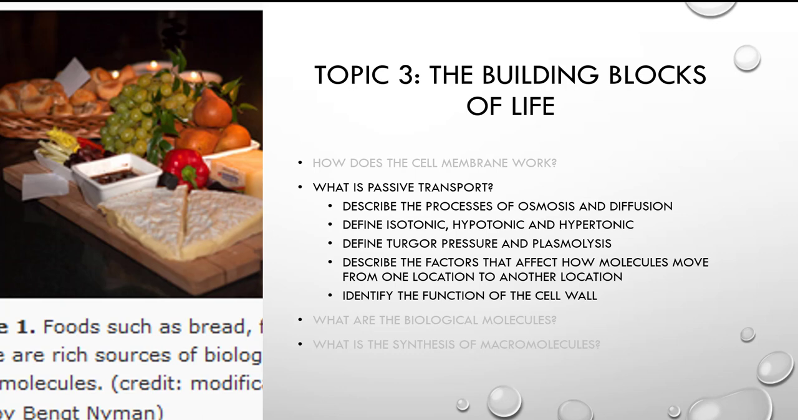What is passive transport? By now you should be able to answer the following learning objectives. You should be able to describe the processes of osmosis and diffusion, both simple diffusion and facilitated diffusion. You should be able to define what isotonic, hypotonic, and hypertonic mean in relation to solutions. You should be able to define turgor pressure and plasmolysis in plant cells, as well as describe the factors that affect how molecules move from one location to another. Think about the rates, the concentration gradients, the size of the molecules, the solvent density, and temperature, as well as identify the function of the cell wall.